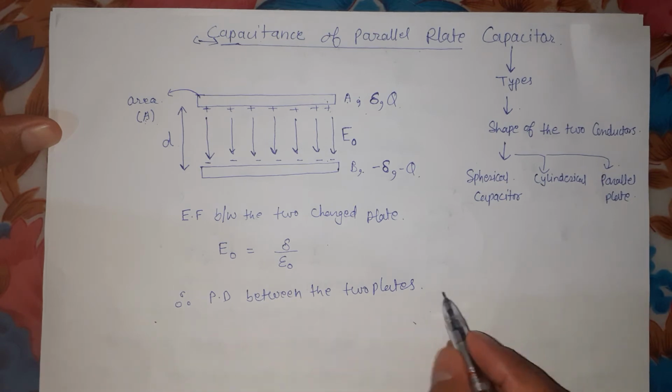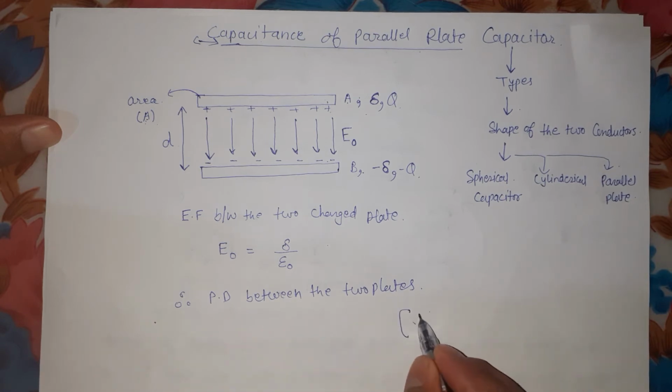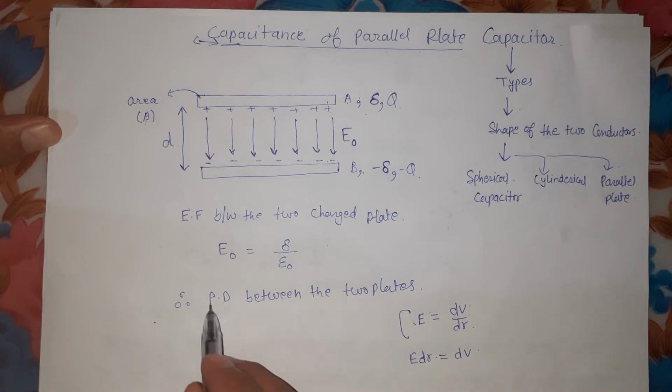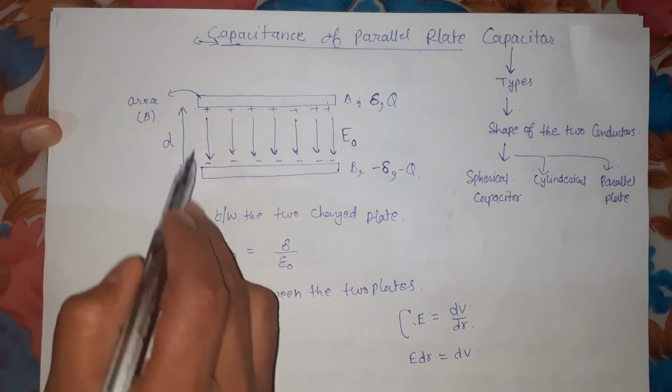Therefore we should learn this formula, that the electric field, how it is related to the potential difference. It is given by dV by dr. So the potential difference will be equal to E dr. Therefore we want to find out how much the potential difference is between the two plates.